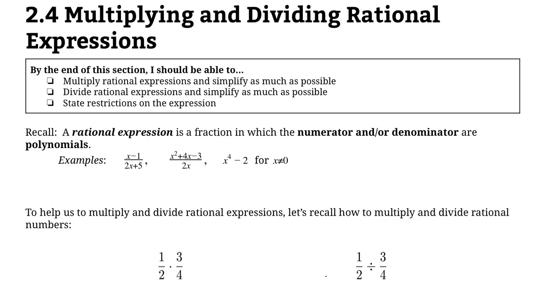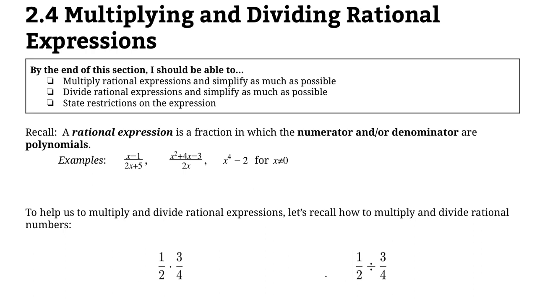In this video, we will be multiplying and dividing rational expressions and then simplifying those expressions as much as possible. So recall that a rational expression is a fraction in which the numerator and the denominator are polynomials. So for example, we have x minus 1 over 2x plus 5.